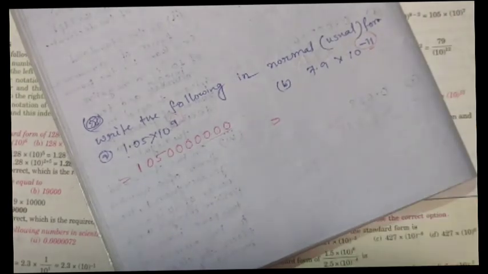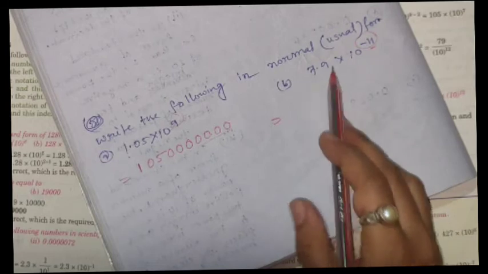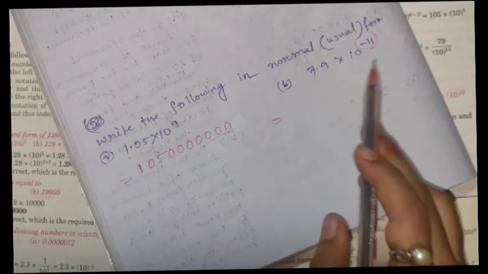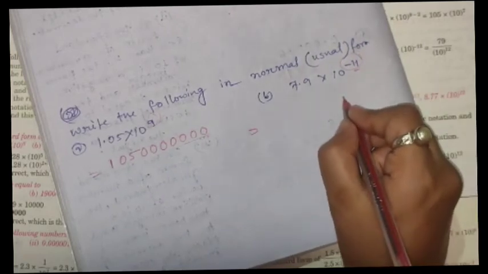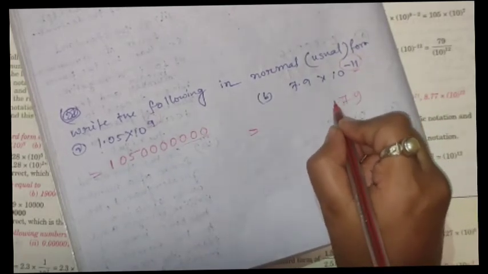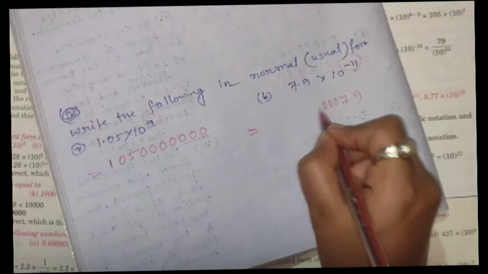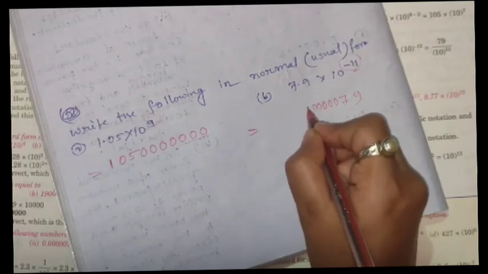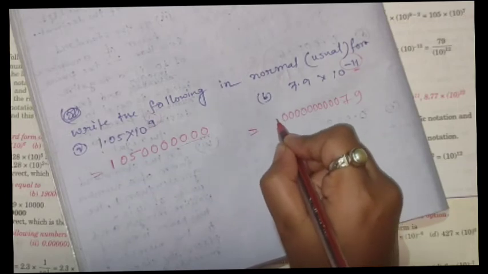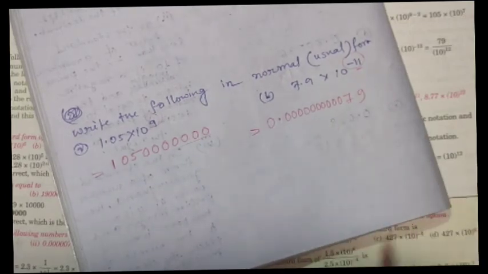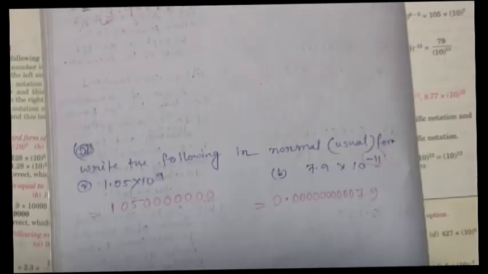Okay, so here the power is negative, so we have to move decimal to the left side. How many units? 11 units. 1 2 3 4 5 6 7 8 9 10 11. So 0 point this much. This will be the actual answer.